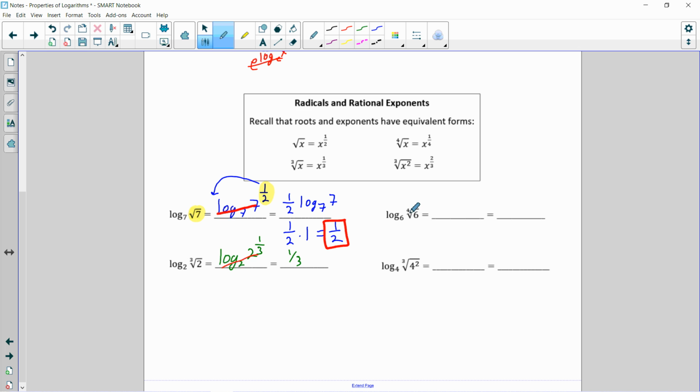So here we have a fourth root, so we get log base 6 of 6 to the 1/4 power. And hopefully you guessed it, this is 1/4. Yet again, we're going to see that we can apply that inverse property and those cancel out and leave us the power.